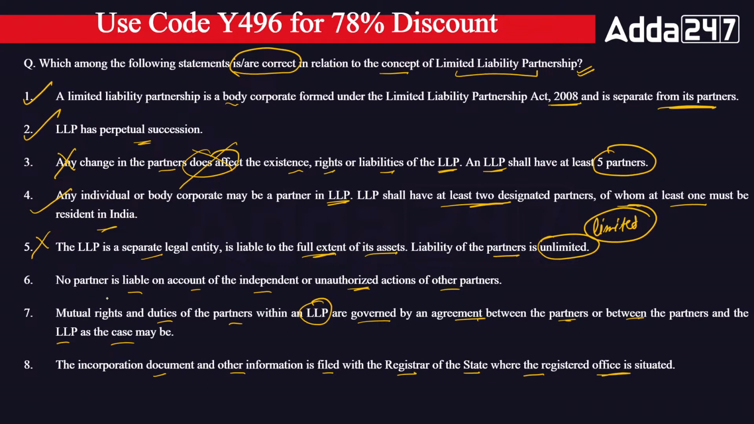Okay, now the sixth is saying no partner is liable on account of the independent or unauthorized action of the other partner. That is correct. The mutual rights and duties of the partners within a limited liability partnership are governed by an agreement. That is also true. Between the partners or between the partners and the LLP, as the case may be, this is also true. Eighth is saying the incorporation document and other information is filed with the registrar of the state where the registered office is situated. And this is also true. So the correct statements are all except 3 and 5. Third and fifth are not correct. All the other statements are correct here, right?